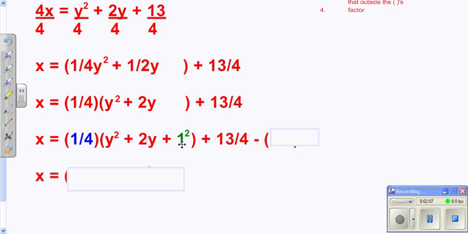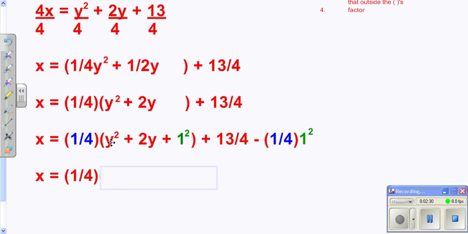Then, what I put here, I then need to subtract at the end. So that's why I'm subtracting. It's really a 1 squared times what's in front of the parentheses, a 1/4. So I need to subtract 1 squared times 1/4. So now I have my 1/4 here.